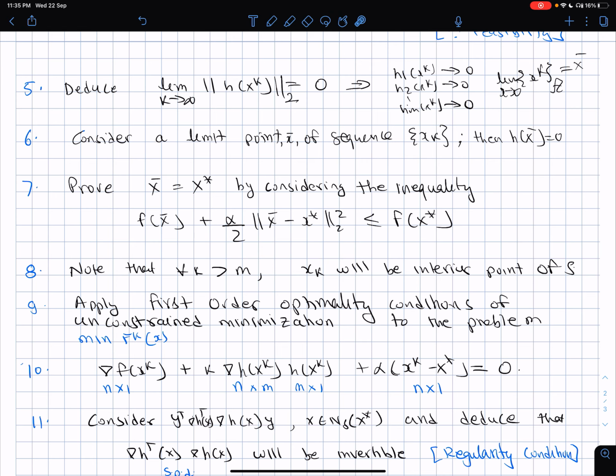So now if the limit point is x star and the subsequence is going to x star, I'll just say the sequence is going to x star just to keep my vocabulary simple. Then what it means is that after some m, some 1000, 10,000, 1,000,000, whatever, for all k greater than m, xk will be an interior point of the set S. Why? Because the sequence is converging to x star. And where is x star? x star is at the center.